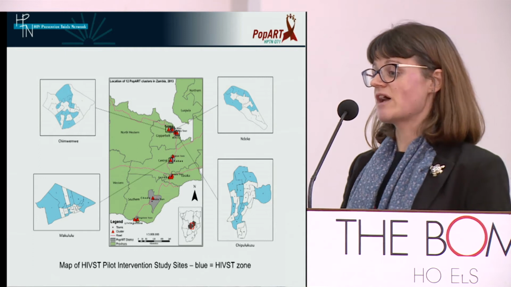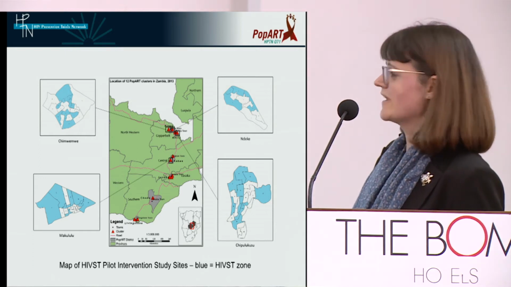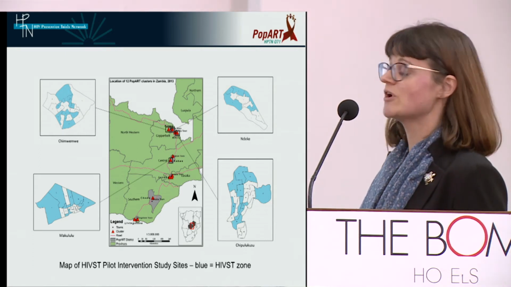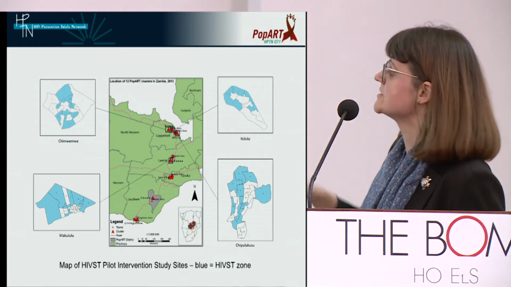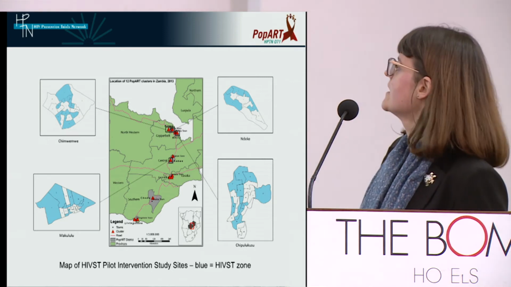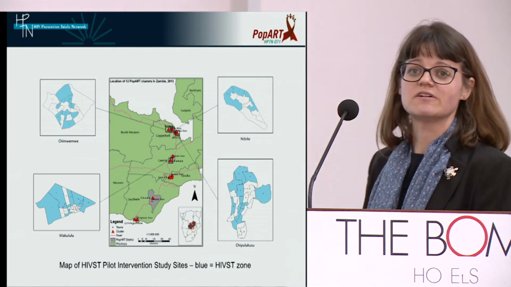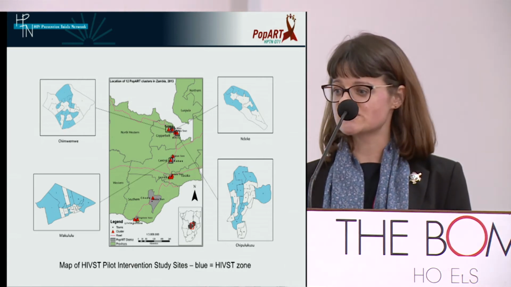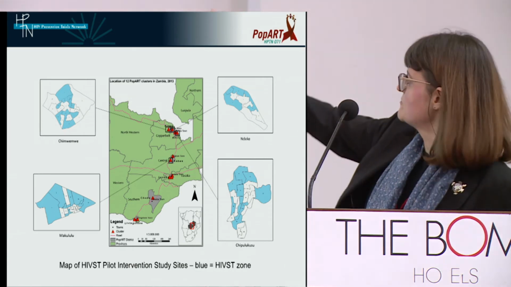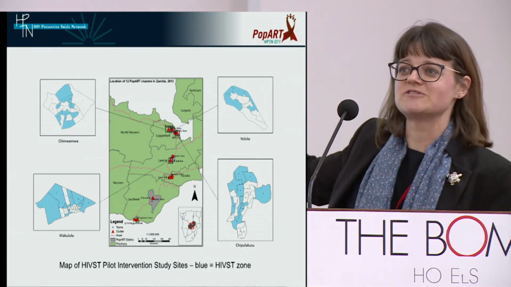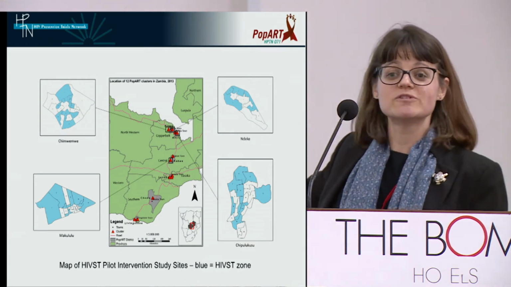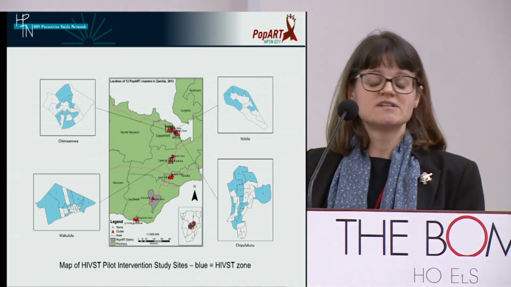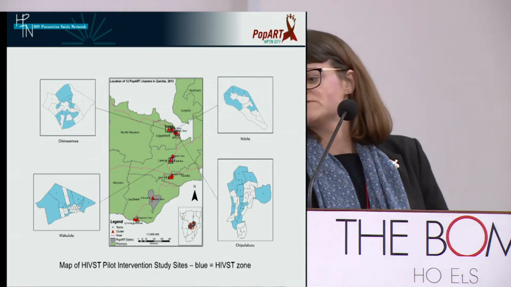This is just a map of Zambia. You can see the triangles, hopefully. Those show you the PopART study sites. And then the triangles with the squares around them are the HIV self-testing intervention sites. And then the boxes around them, which I don't think you can see on this slide, in blue, are the zones that have been randomized to the HIV self-testing intervention.